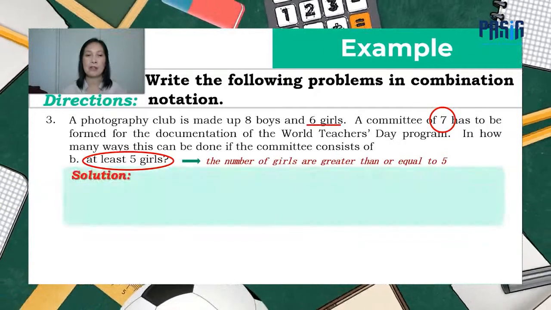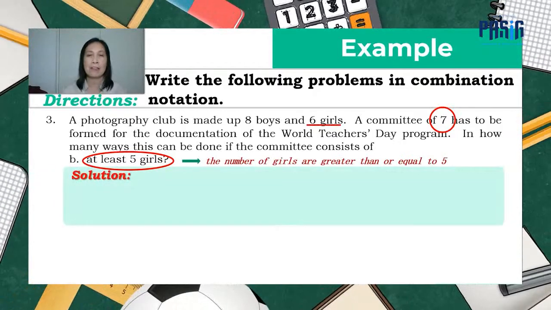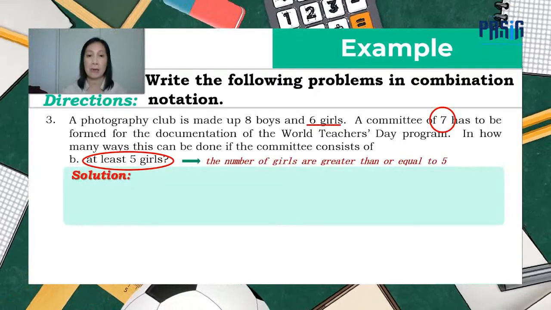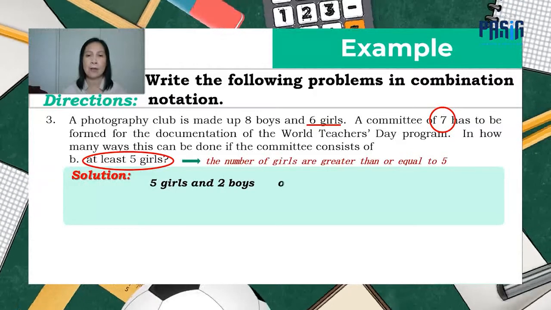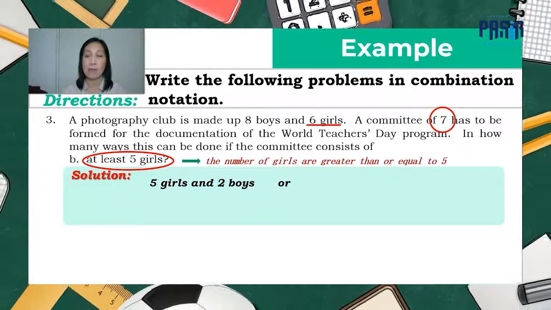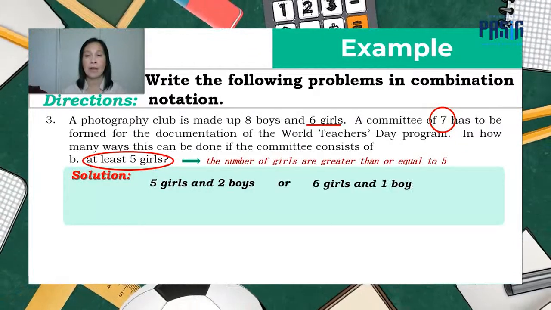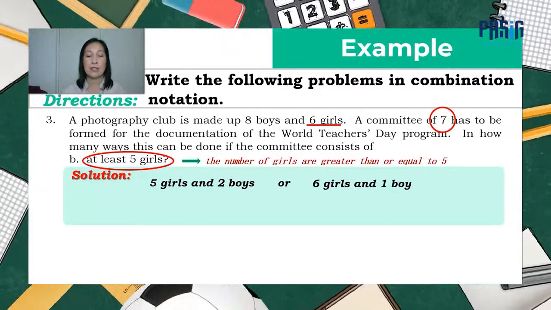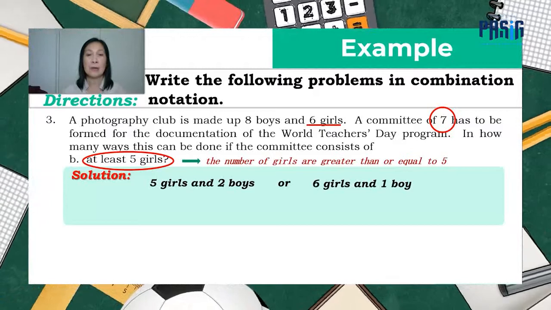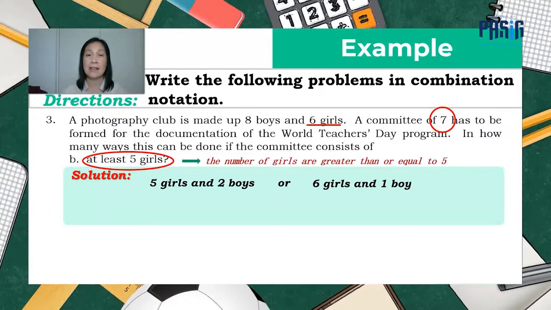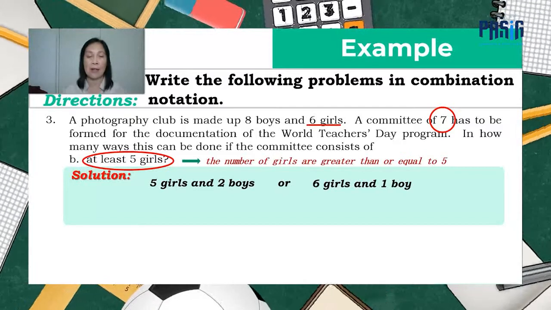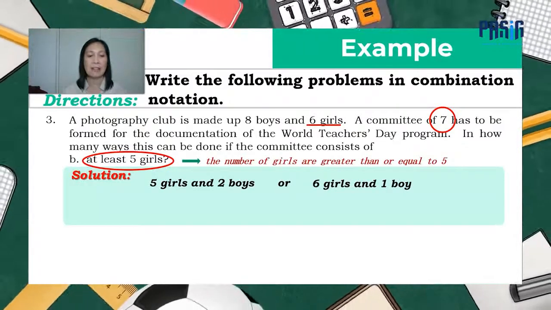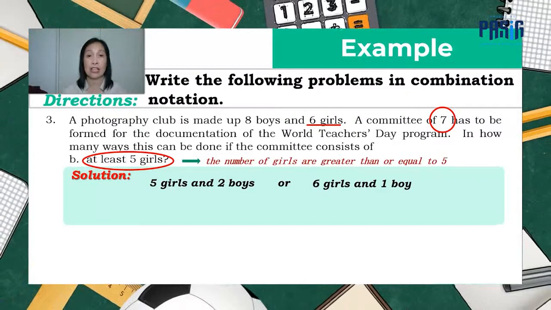Now, let's have the solution. If there are 5 girls in a committee of 7, how many are boys? Okay, there are 2 boys. How about if there are 6 girls? How many are boys? There is only 1 boy. So as you can see, there are 2 possible ways in which a committee of 7 can be formed with at least 5 girls. Now, let us try to write 5 girls and 2 boys in combination notation.